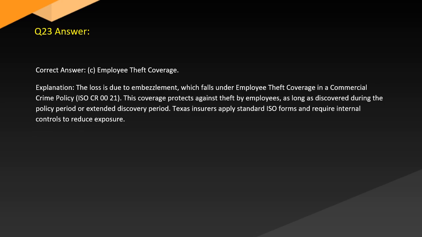Answer. Correct answer. C. Employee theft coverage. Explanation. The loss is due to embezzlement, which falls under employee theft coverage in a commercial crime policy such as CR 00 21. This coverage protects against theft by employees as long as it is discovered during the policy period or extended discovery period. Texas insurers apply standard ISO forms and require internal controls to reduce exposure.